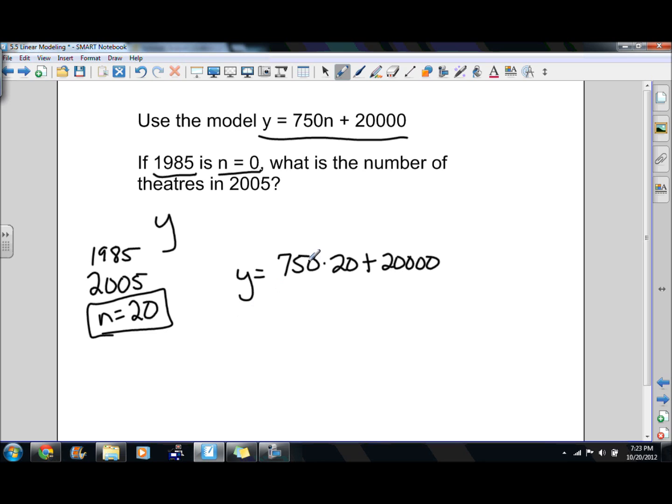Okay, so 750 times 20 is going to be 75 times 2, which is 150 with a couple extra zeros attached to it. We add those together, and so our y is 35,000. Of course, if you want to use a calculator, it's fine. Our label is theaters. Okay, so that's an example there.